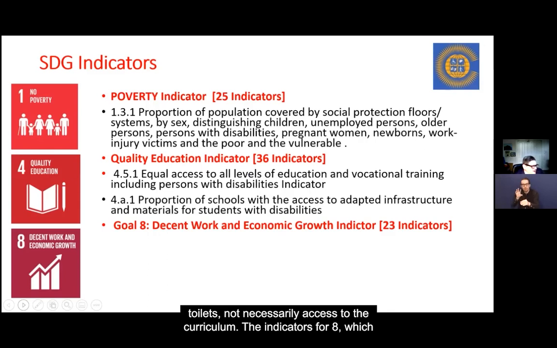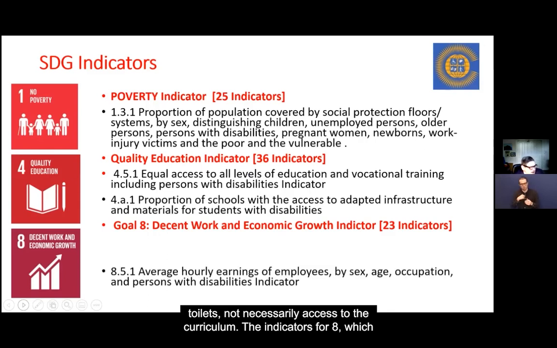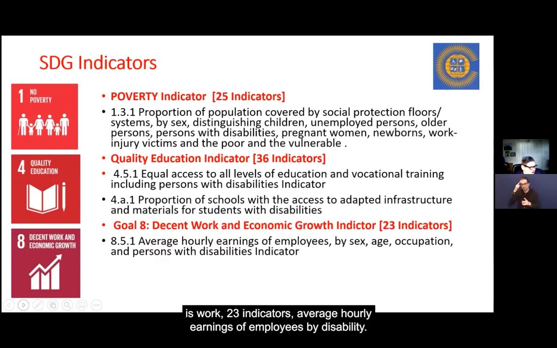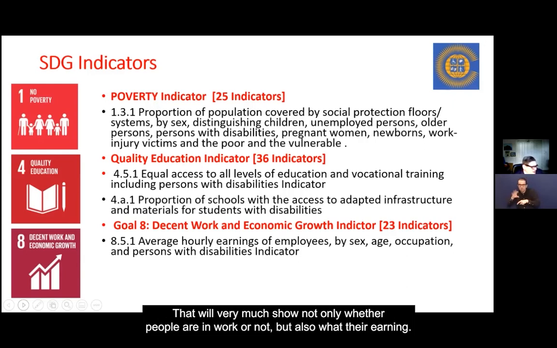The indicators for 8, which is work, 23 indicators, average hourly earnings of employees by disability. And that will very much show not only whether people are in work or not, but also what they're earning.